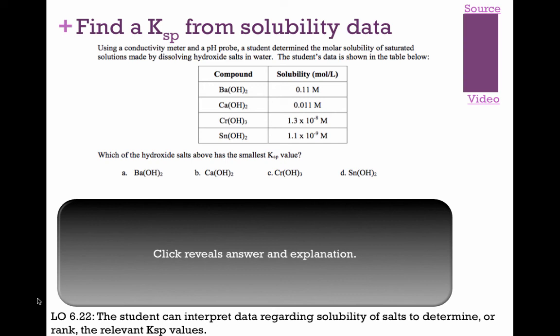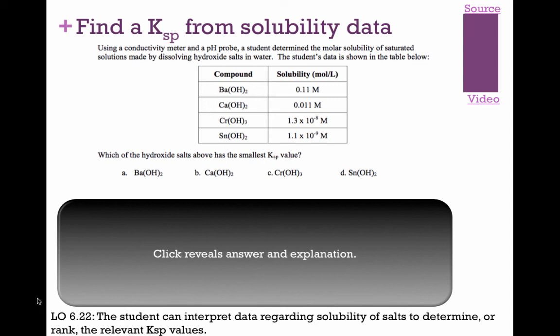Now be careful with this. How would I write the Ksp for this right here? Concentration of Ba2 plus times OH minus squared. Don't forget that. So you're going to take 0.11 times 0.22 squared. Find your Ksp. You're going to do that for each one to find your Ksps.